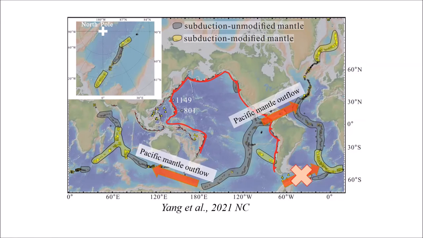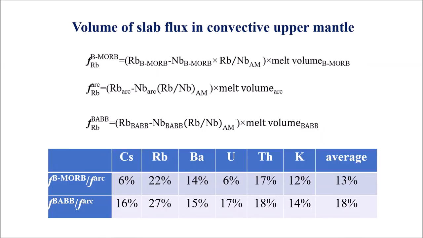Such a result is also consistent with the result from the lead isotope studies by Julian Pearce in 2001. And we could also further constrain the volume of the slab flux in the convective upper mantle. I would leave out the details, but the flux in the global MORB is up to 13% on average of the flux relative to the flux released in arcs. Such a volume is actually equivalent to that released in the global back-arc basins, at around 18%.